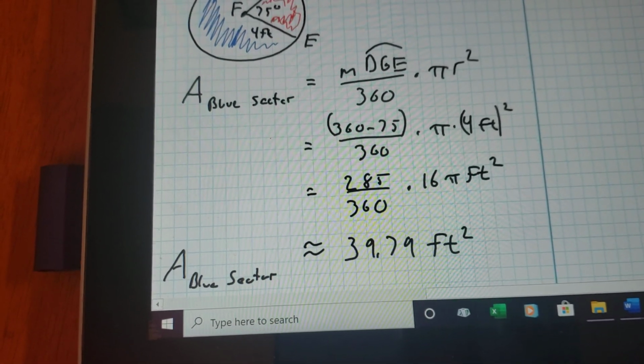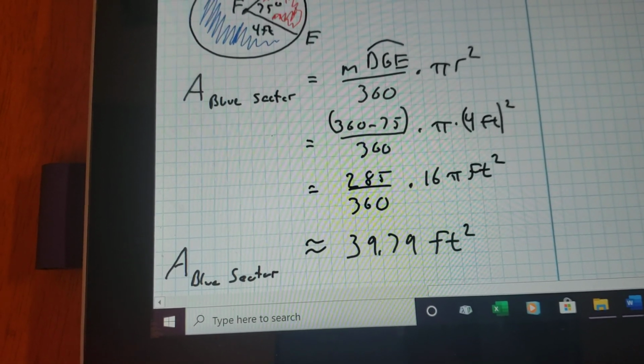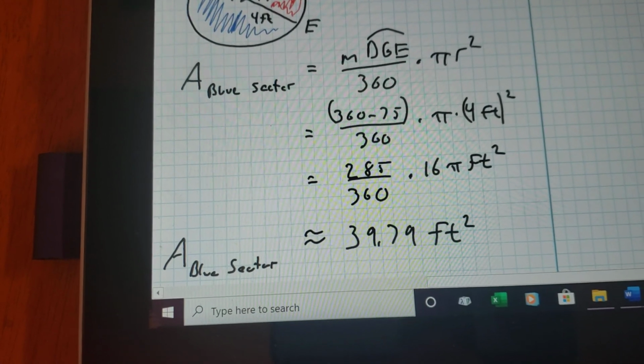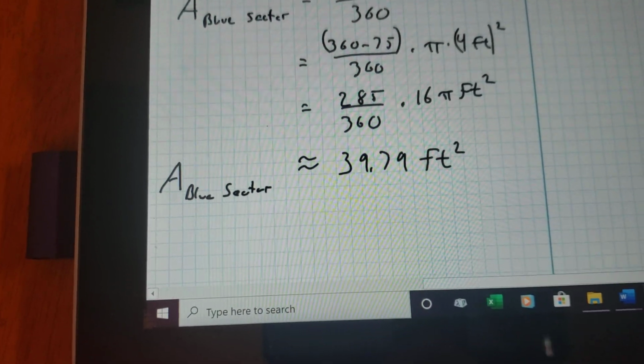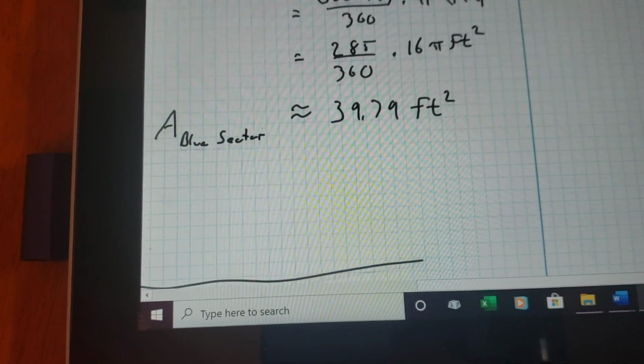Radius is 4 feet squared. Put that in, get 16 pi feet squared. Multiply it out, it's about 39.79 feet squared on that.